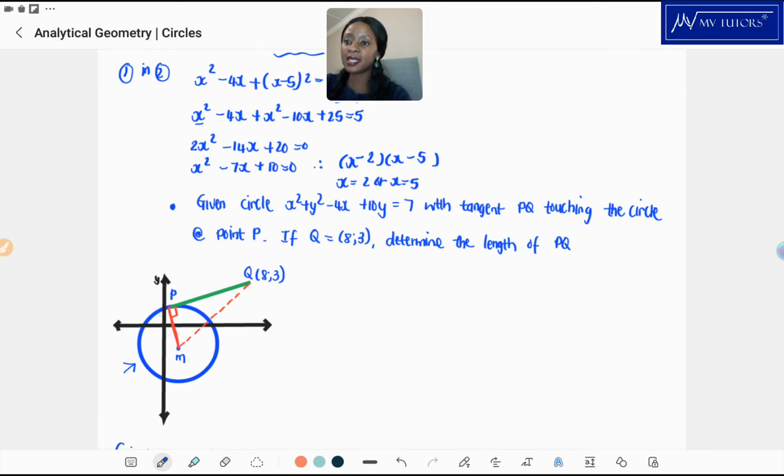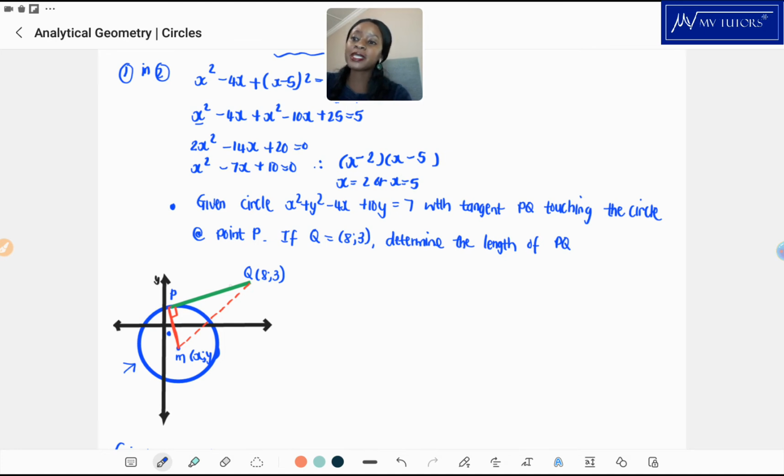Remember, the tangent is perpendicular to your radius. If you connect points Q and M, you have a right-angled triangle PQM. If I want the length of PQ, I can work out the radius of the circle, and I can also get the coordinates of M. Why would I want the coordinates of M?